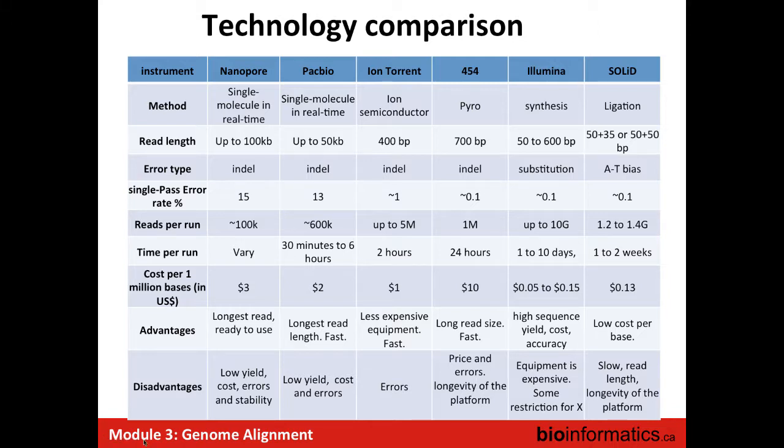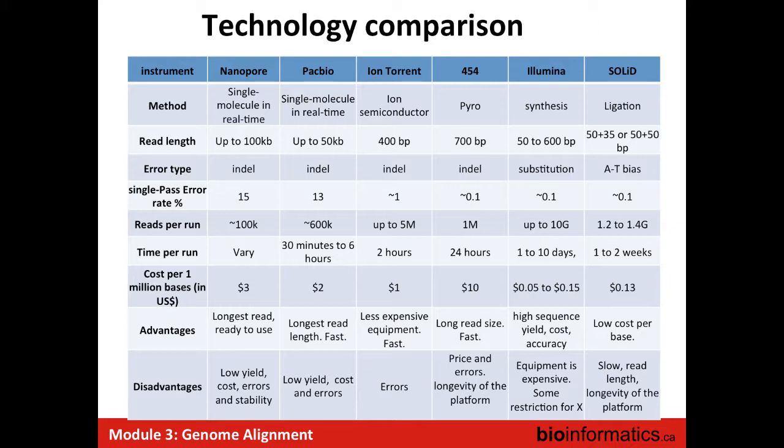So one thing which is really important is the number of errors. You see that the short read technologies are less error prone than the long read technologies. And it's also the size of the molecules, the number of reads per run. All these parameters you need to take into account, because if I need to sequence a bacteria or a human, I don't need the same amount of reads. So all these kinds of parameters you need to think about before designing your experiment.